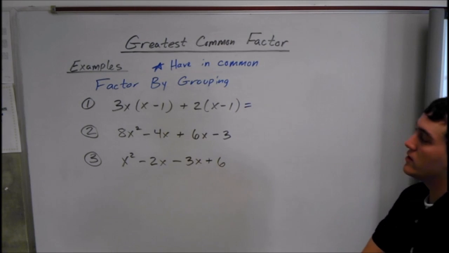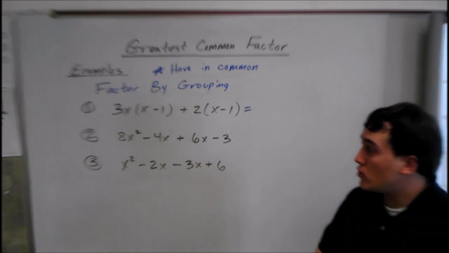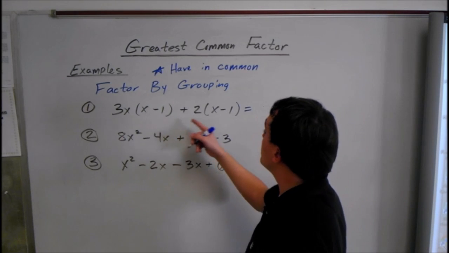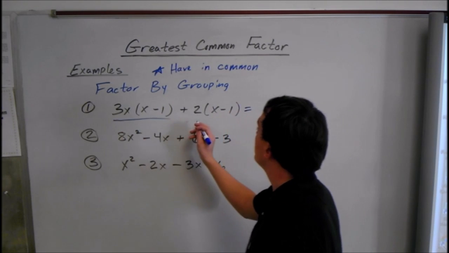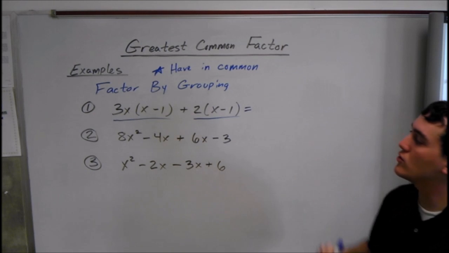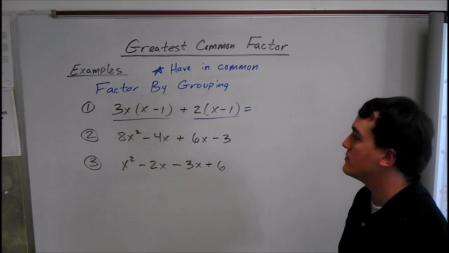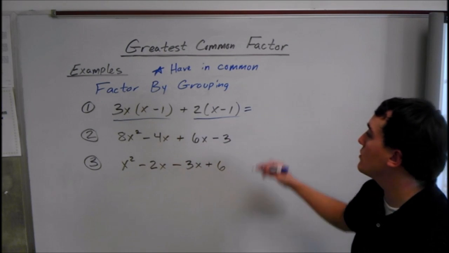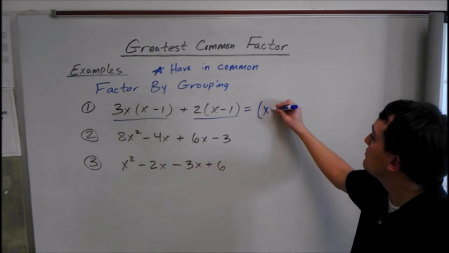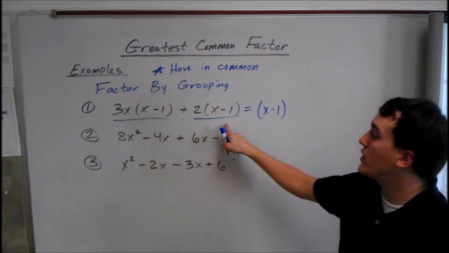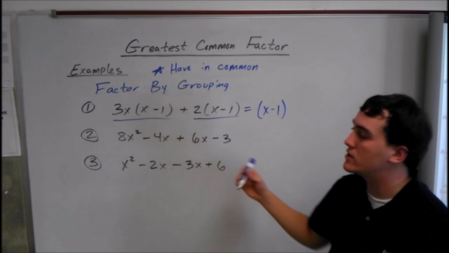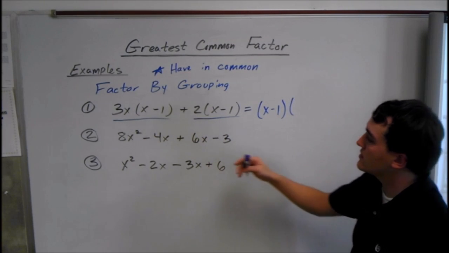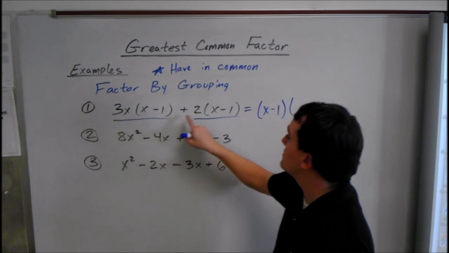So, first one. It might look like more, but really here we only have 2 terms. We have this term and this term. And we're doing the same thing. We're looking for what they have in common. Well, this term and this term both have an x minus 1. And if you take away an x minus 1 from both of these, what do you have left? Pretty much everything that's on the outside of the parentheses. 3x plus 2.